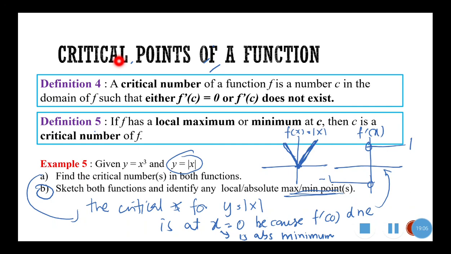Alright, so with this, we have completed chapter 2, completed third part of a synchronous lecture.